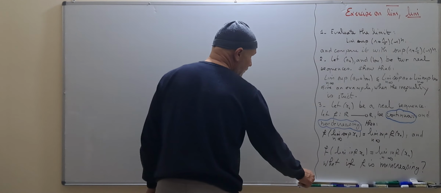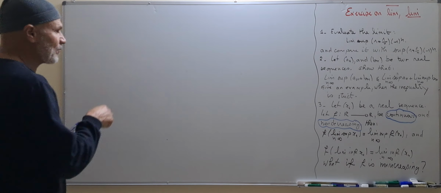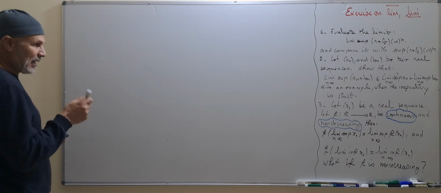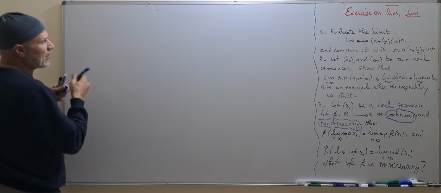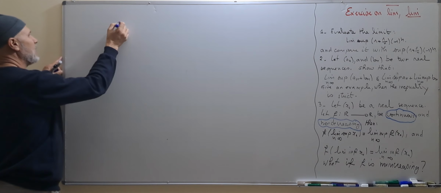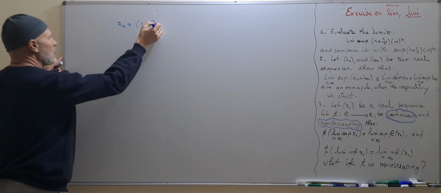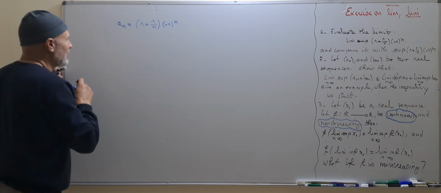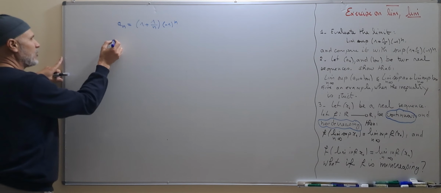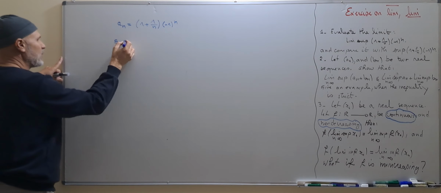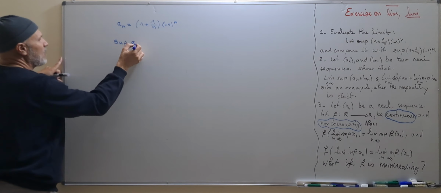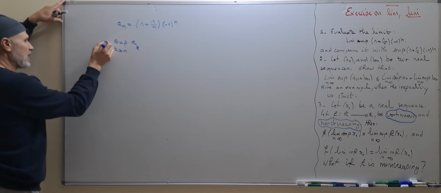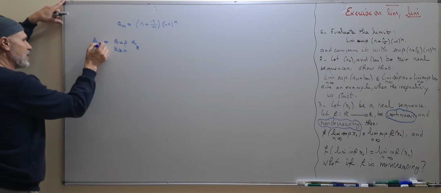Let us start with the first question. Limsup, how can we calculate it? We first consider a_n equal to (1 + 1/n) times (-1)^n. The sup of a_k for k greater than or equal to n, we will call this capital A_n.